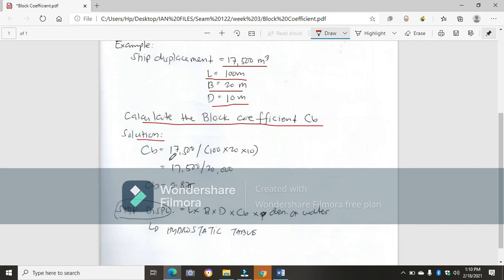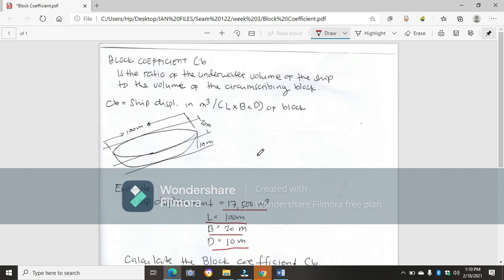So solution, block coefficient equals 17,500. This is the displacement divided by length times breadth times draft. So this is 20,000. So 17,500 divided by 20,000 equals 0.85. That is your block coefficient. So as you remember, the formula in getting displacement is like this: length times breadth times draft times block coefficient times density of water. So you can find this in the hydrostatic table. So this is very easy and simple.